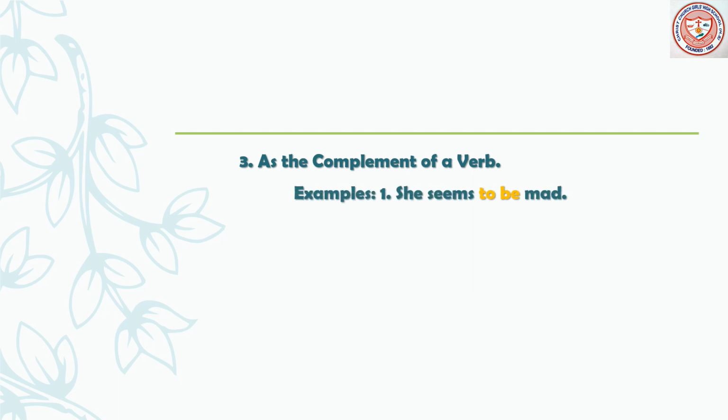Next rule. Number 3. As the complement of a verb. Examples. She seems to be mad. In this sentence, to be is an infinitive. Here, this is working as a complement of a verb. Next example. Girls are to go home early. In this sentence, to go is an infinitive because it works as the complement of a verb.